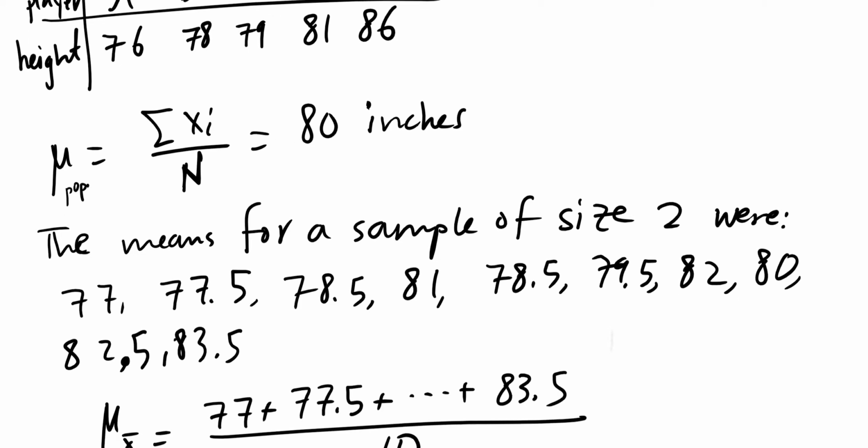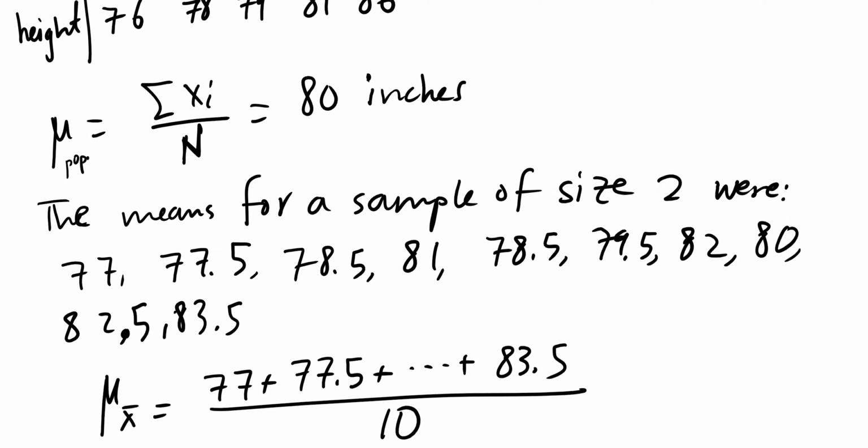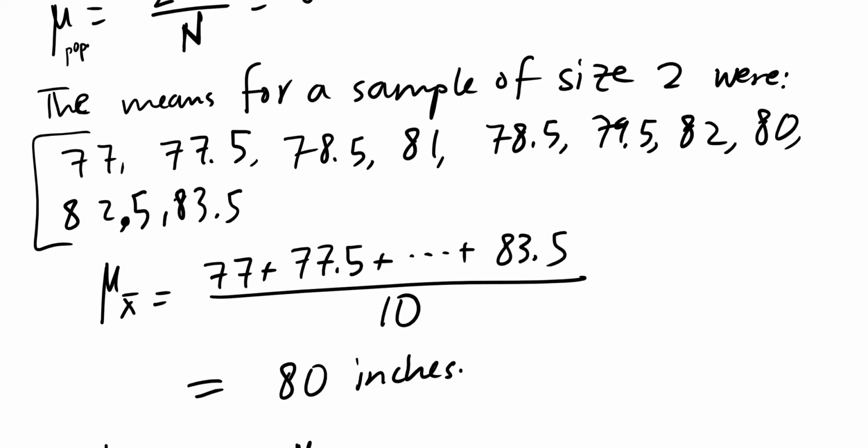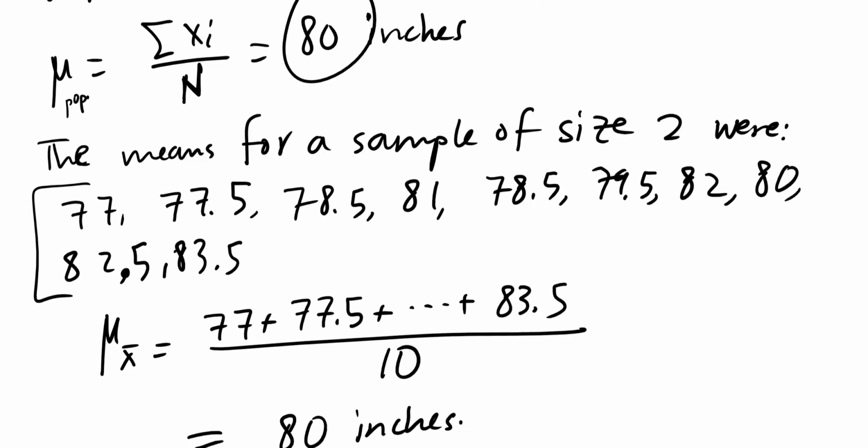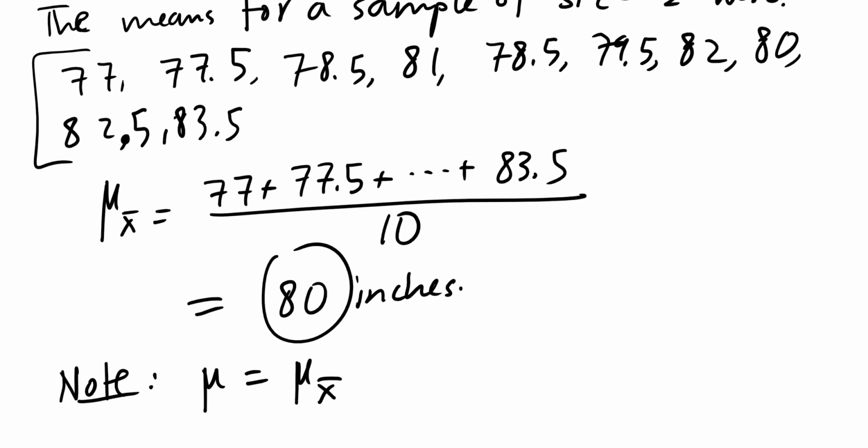Now I'm going to find the mean for the sample mean. These are the sample means. I'm going to find their mean by adding them and dividing by the number of those means, which is 10. If you do that, you're going to get 80 inches. Notice the 80 matches the 80, and no matter how you do it for any sample size, if you pair them by 3 or 4 or 5, for this specific data or any other data, you will always get that the population mean is equal to the mean of the sample mean. So that's about the mean of the sample mean.